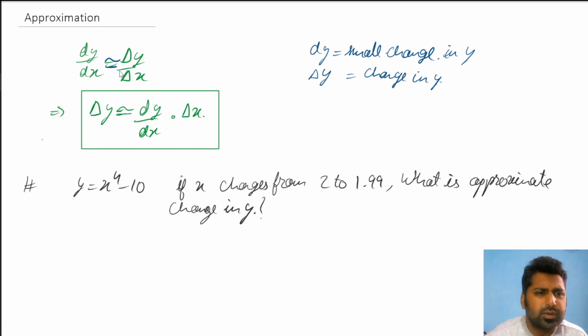For approximation you have to consider this idea that we'll be using for all the questions: dy by dx can be approximated to delta y by delta x. Now what is that? dy means small change in y, delta y means change in y. So a small change will be like 0.0001 or 0.001, and delta y will be like 0.1, 0.2, something significant, not very small. If we cross multiply this, we can get the change in y by multiplying dy by dx with delta x. This is the main formula that we'll be using in all the questions: delta y is dy by dx times delta x.